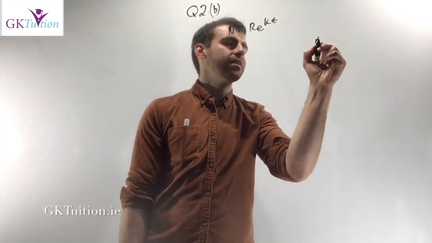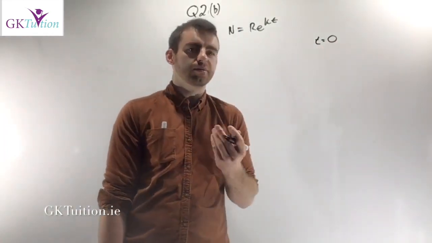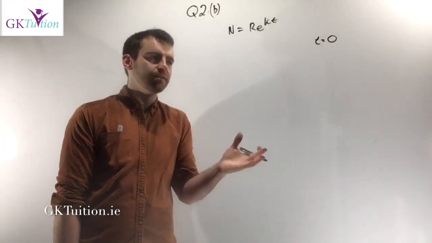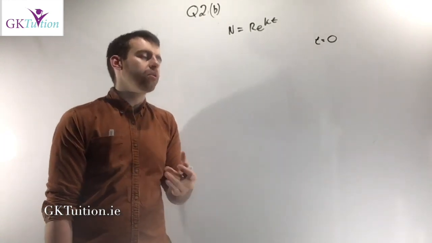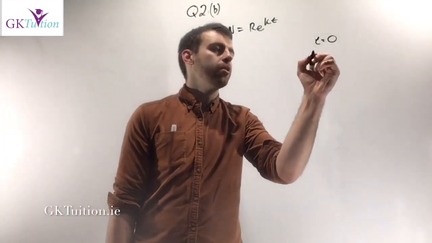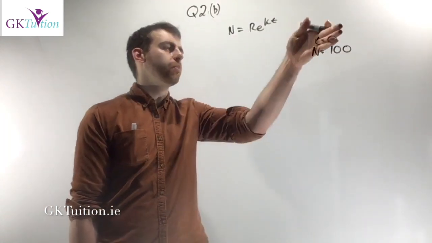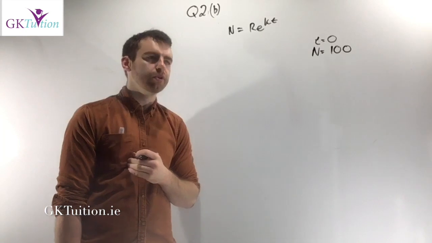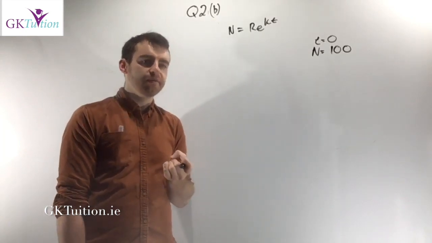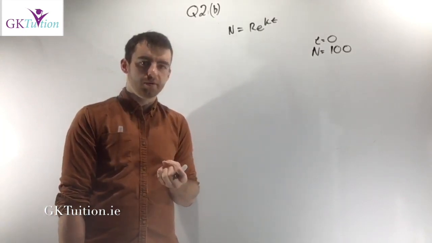At the start of any situation, obviously that means that t is equal to 0. That's at the starting point, t equals 0. And I know that when t was equal to 0, the number of bacteria in the petri dish was 100. So I can sub in t equals 0 and n equals 100. That's going to allow me to find the value of the constant A.